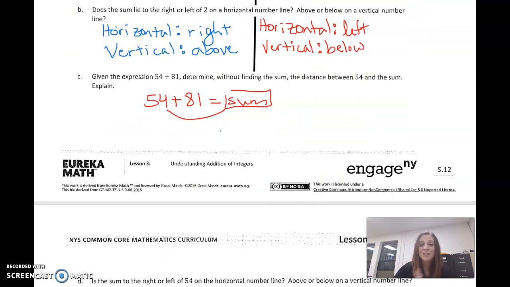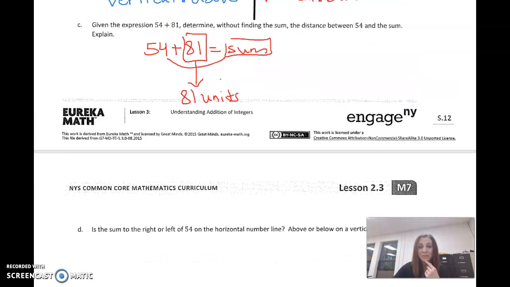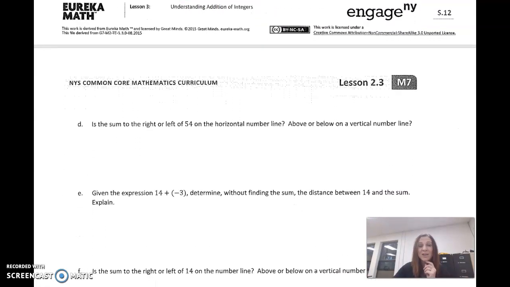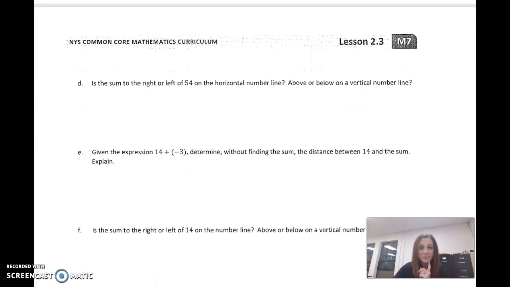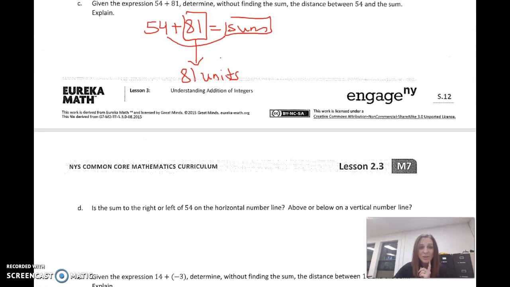The absolute value of this number right here. So they're going to be 81 units apart. Okay. That second term tells us how far away the answer, the sum, is from our original number. We're going to keep moving on here, and you can see that these are like part D and part E. So we're going to continue with 54 and 81.